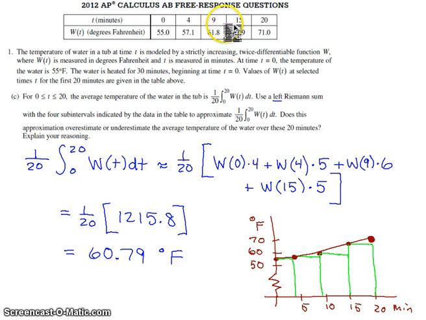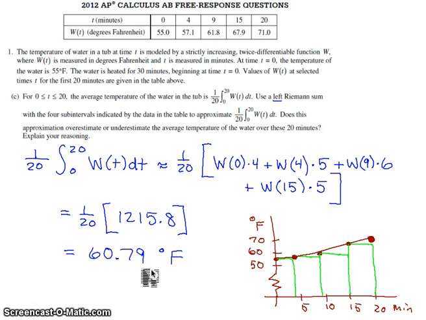And then the next rectangle is going to have a height given by W of 9, and then a width of 6. The difference between 15 and 9 would be 6. And then add on the area of the last rectangle, which ranges between these two t values. There's the left endpoint, so that's going to generate the height of your rectangle, times the width of it, which would be 5 for the width, the difference between 15 and 20. When you compute this with a little bit of help from the calculator and then multiply it by 1/20th, you end up with 60.79 degrees Fahrenheit.